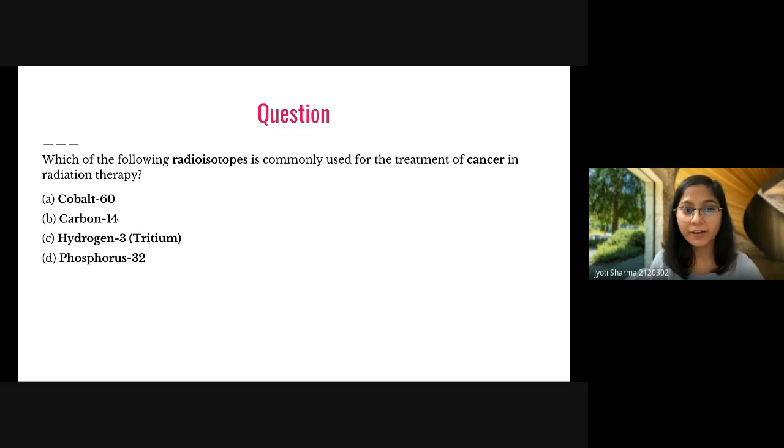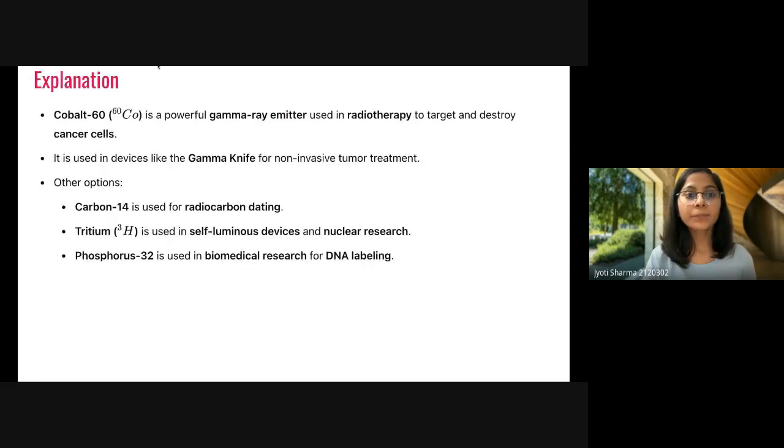So we already have talked about carbon 14, right? And hydrogen 3 is not the answer. Phosphorus is not the answer, but cobalt 60. Sorry, so the right answer is A. If you see here, I have written something.